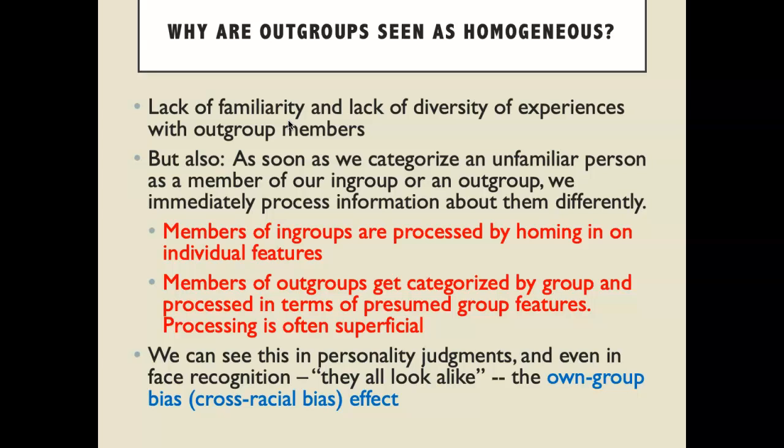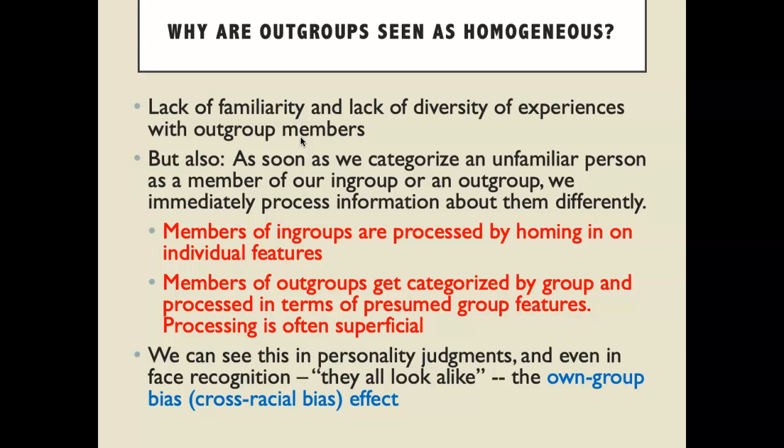We're not homing in on individual qualities of the person. We're allowing, and it's a natural thing to do that we have to practice not to do, our categorization, our schemas, our stereotypes about the person to influence our attributions, to influence our perceptions and where we go with them. Now we can see this very readily in personality judgments. We even see it in face recognition. Most of you have probably heard about the "they all look alike" effect. This is also known as the own group bias effect, also known as cross-racial bias.